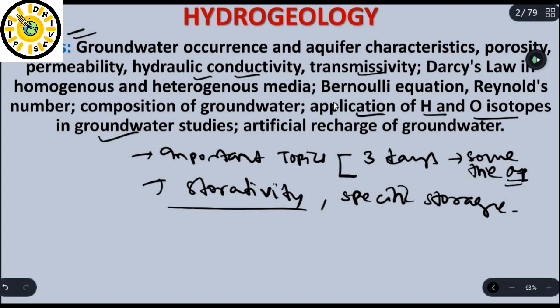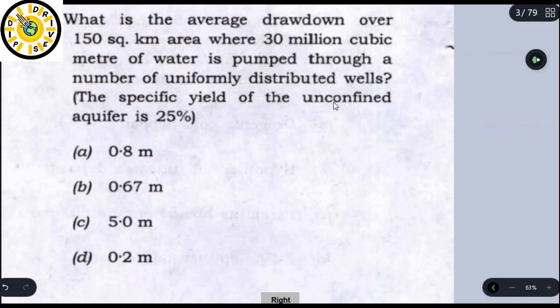And artificial recharge technique is really important. So this is important. इसको मैं double study लेता हूँ. So focus on this part, artificial recharge of groundwater. Okay. So the Bernoulli equation is also important. Reynolds number से numerical आया हुआ है in this 2022. So let's go to the question part.